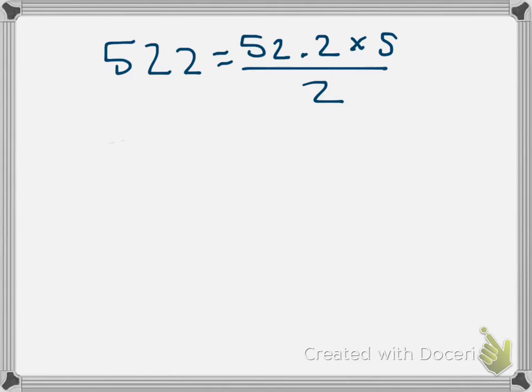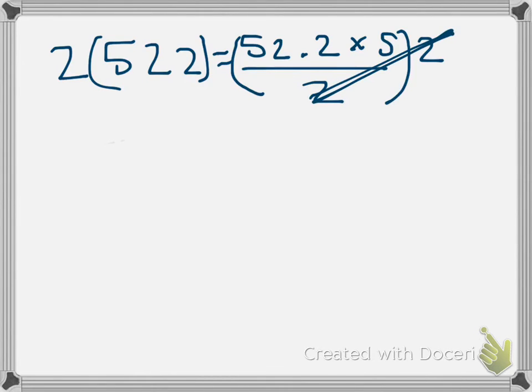Since we can't simplify anything anymore, we need to get rid of the fraction. To do that, we have to multiply both sides times the denominator. So that means I'm going to multiply this side times 2, and I'm going to multiply this side times 2. On the right side, they cancel each other out, and we're left with 52.2 times S. And on the left side, we get 522 times 2, which is 1044.